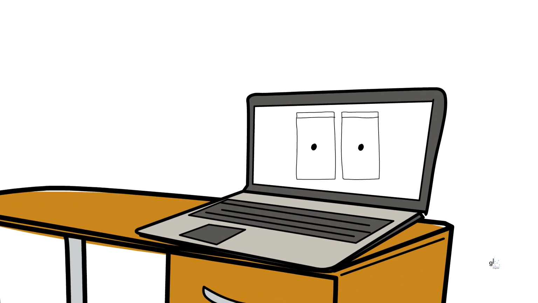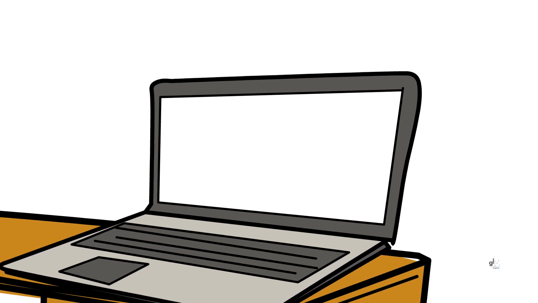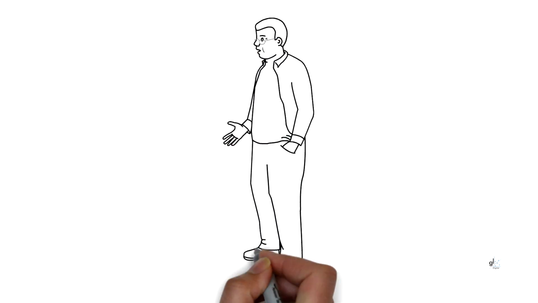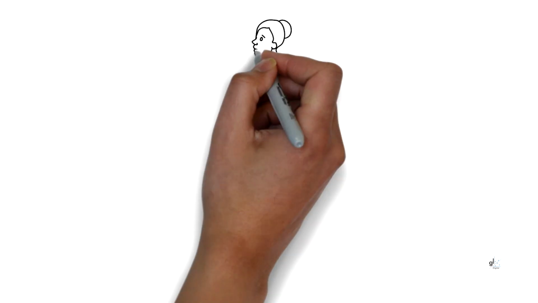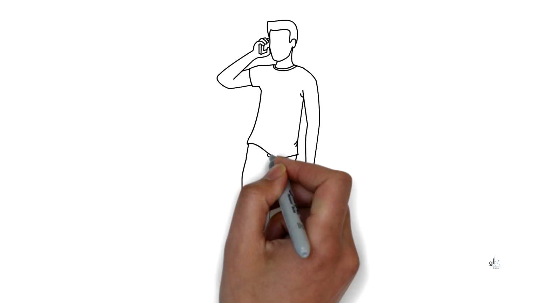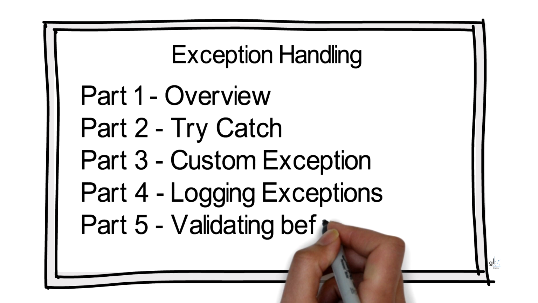Hi and welcome. This tutorial is the 21st part of the C Sharp for Beginners course and focuses on exception handling in C Sharp. When I was creating this tutorial, it became apparent that a lot can be said about exceptions, so I've split this tutorial up into 5 parts. The first part of this tutorial will provide an overview of exception handling in C Sharp.